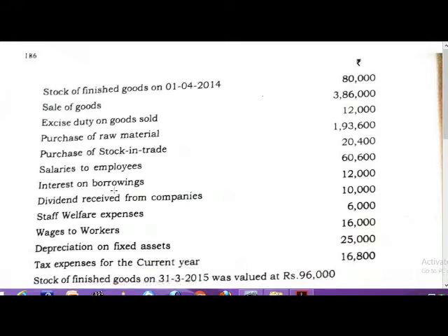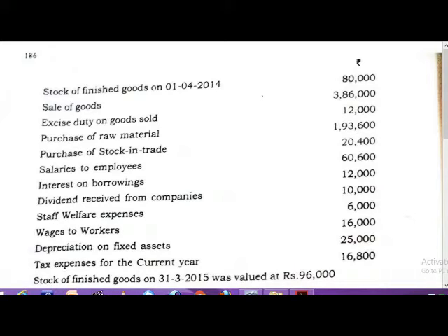Then interest on borrowings is a finance cost, and dividend from companies. A dividend from companies is other income, which is included in other income. Then staff welfare expenses, which are included in employee benefit expenses. Wages to workers is also included in employee benefit expenses. The depreciation on fixed assets is included in expenses, and tax expenses for the current year is given. Then the last point is stock of finished goods on 31/3/2015 was valued at 96,000, that is, closing stock is 96,000.